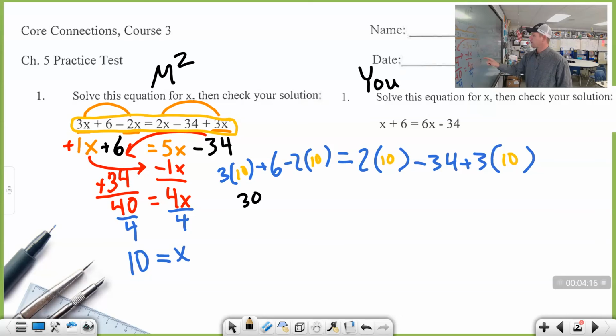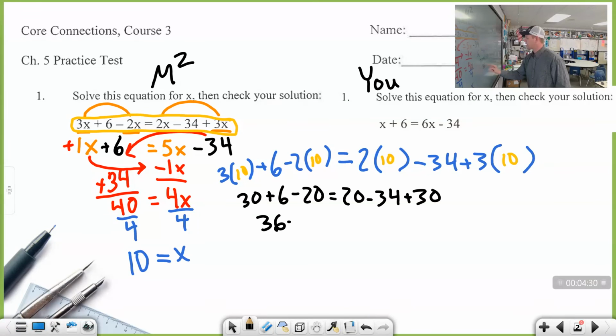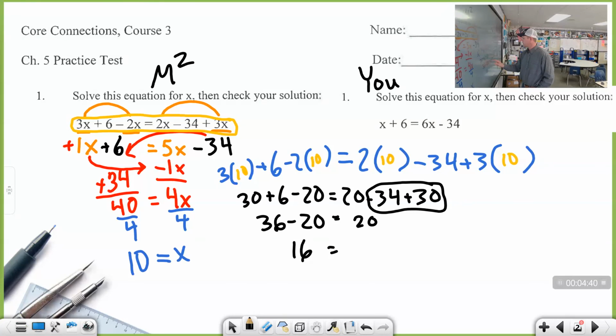Now I multiply. 30, 20, 20, 30. And I do the math. Well, 36 minus 20 is 16. On this side, let's see. I notice that is negative 4. 20 minus 4 is 16. Yep, I got it right. So that's how you solve a multi-step equation and check your solution.